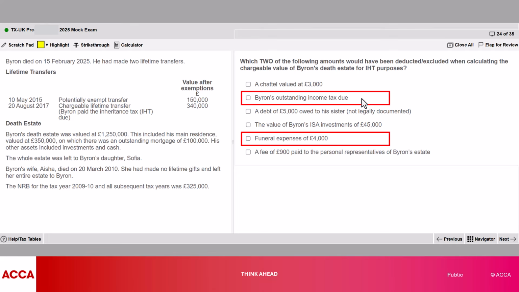We can deduct Byron's outstanding income tax. That is an allowable expense. The debt owed to his sister would be allowed if it was legally documented, but it isn't, so it's not enforceable. ISA investments are exempt from other taxes, but not from inheritance tax, so that could not be excluded. Funeral expenses can be deducted, but not fees paid to the personal representatives. So 2 correct answers, both of them right, scores 2 marks. Any mistakes, and we're back down to 0.